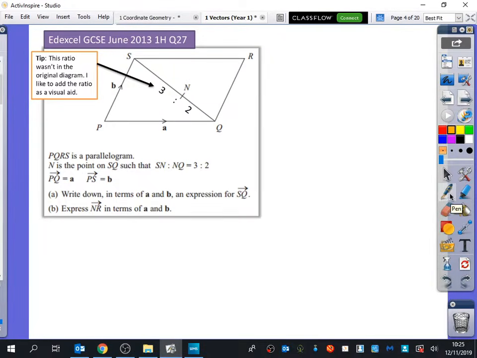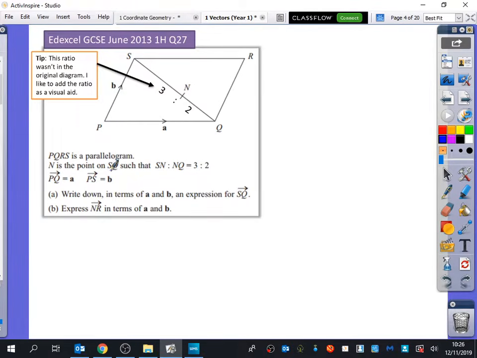Okay, so this was from the GCSE paper in 2013. It was the last question in the exam paper, question 27. I don't think it's that hard though. So let's just quickly read through. It says PQRS is a parallelogram. Notice how it goes PQRS. It follows around the outside of the shape.